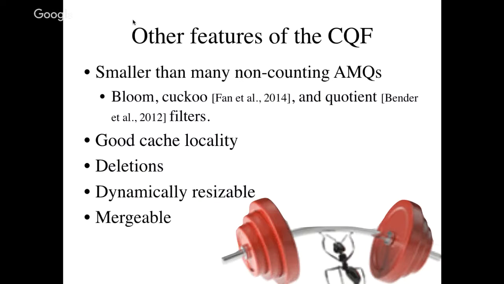There are some other features of the counting quotient filter. Let's just talk about them. They are smaller than many non-counting AMQs. For example, they're smaller than a Bloom filter, a cuckoo filter, or a quotient filter. They have good data locality, so they're easy to scale out of RAM. They can even go to disk and still perform well, with good insert, delete, and query performance. They support deletes like any other AMQ which supports multisets. They can be resized dynamically, and they are mergeable as well. So they support all these features, which are standard AMQ features and are also needed in many applications.